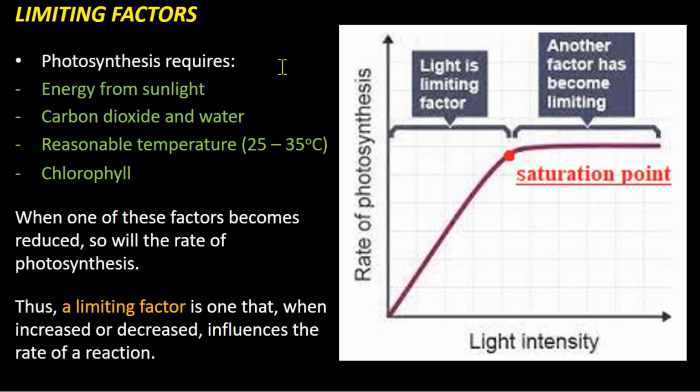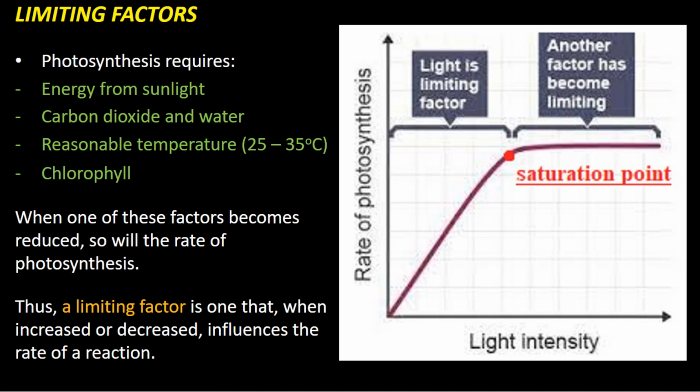So now to talk about limiting factors. Well, first of all, photosynthesis requires the following things. You need energy from sunlight, carbon dioxide and water, a reasonable temperature, usually 25 to 35 Celsius, and chlorophyll. So when one of these factors becomes reduced, so will the rate of photosynthesis. So for example, photosynthesis will not occur if you don't have water. It will not occur if you don't have sunlight. It will not occur if you don't have carbon dioxide.